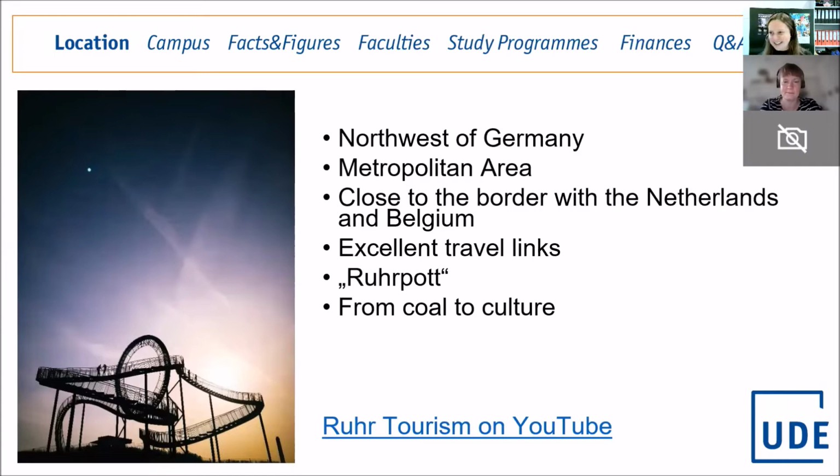So it's traditionally a very industrial area with lots of coal mines. The coal industry was a very important part of the tradition here. And over the last years, what we've seen is the transition from coal to culture. What they've done with quite a lot of the old coal mines is made really interesting museums or parks. So it's a really vibrant area. There's a lot going on, and it's got excellent travel links.